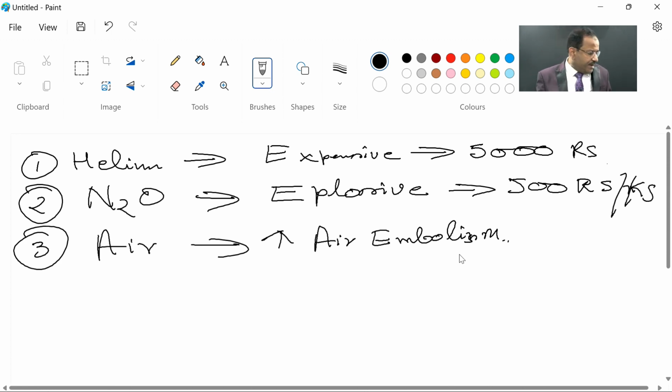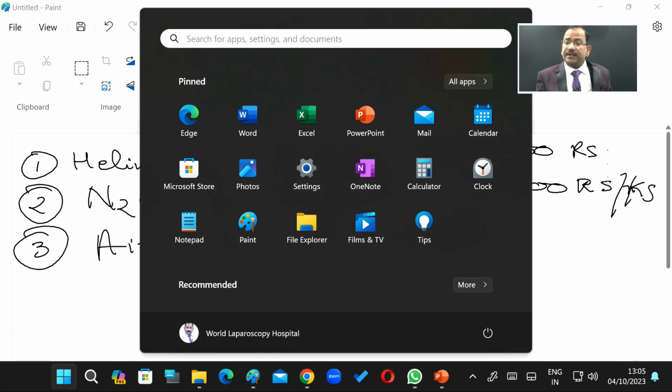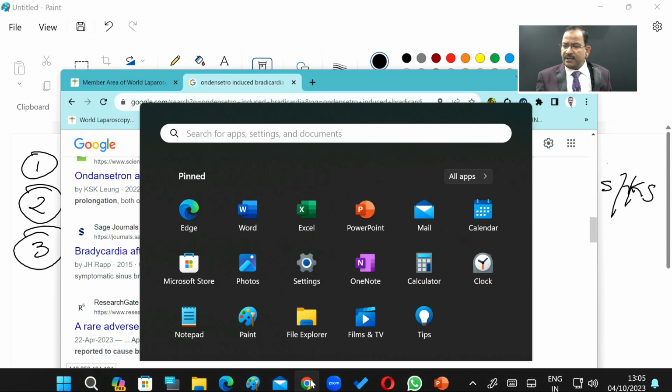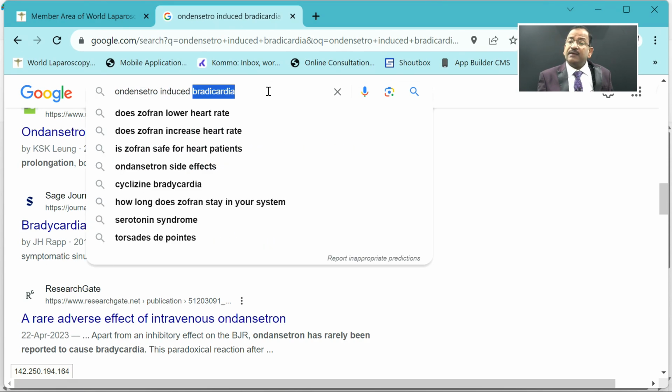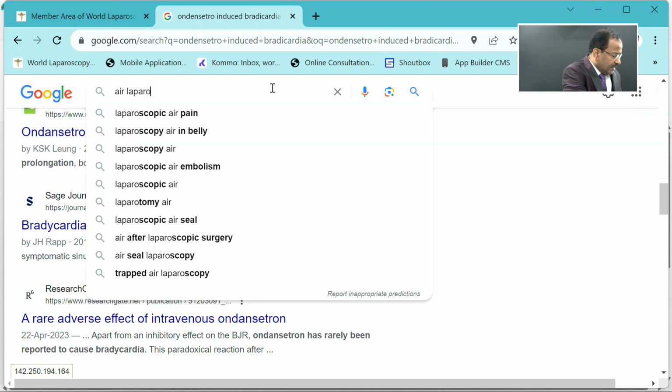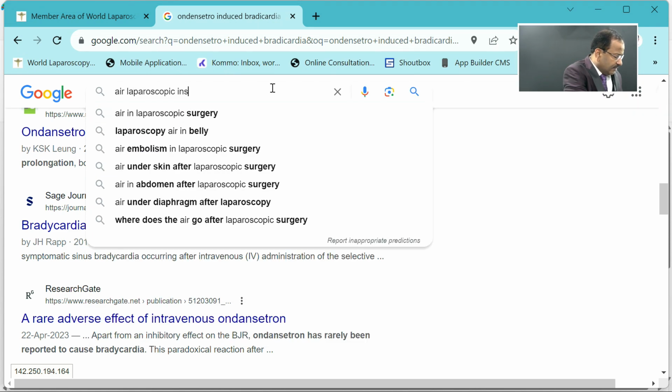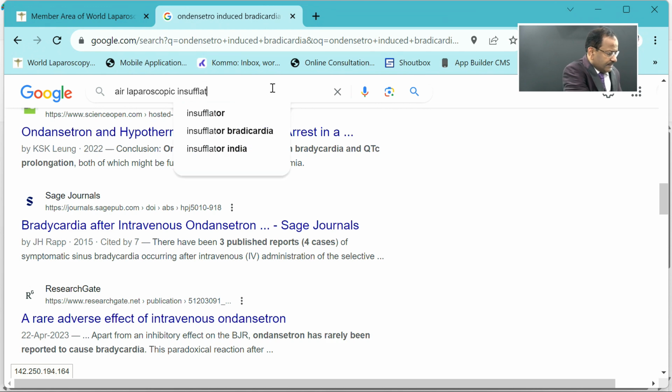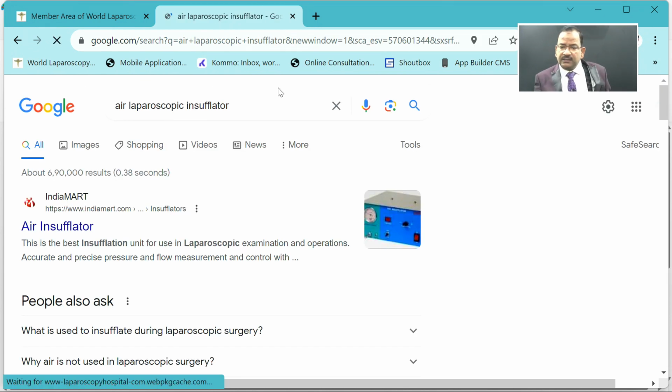So, there are many companies making air insufflators, and I will show you how it looks. Air laparoscopic insufflator, it is there, the air insufflator.